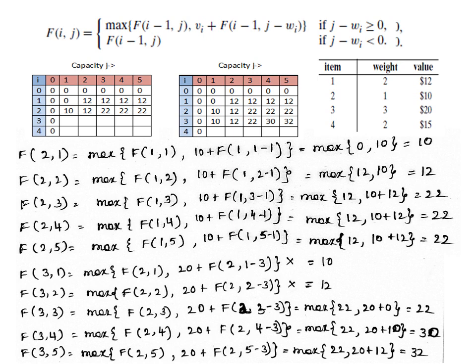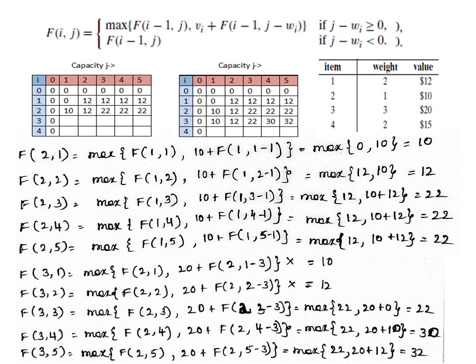Then f of 3, 2, maximum of f of 2, 2, 20 plus f of 2, 2 minus 3. Here 2 is the value of j and 3 is the weight of third item, that is 3. 2 minus 3 is negative value again. So we cannot put this item into the knapsack, it is not possible in this position. So use the previous value, that is f of 2, 2 which is equal to 12. So f of 3, 2 is also 12.